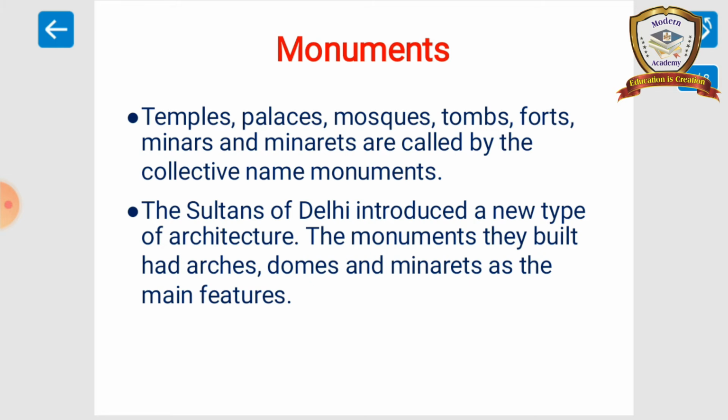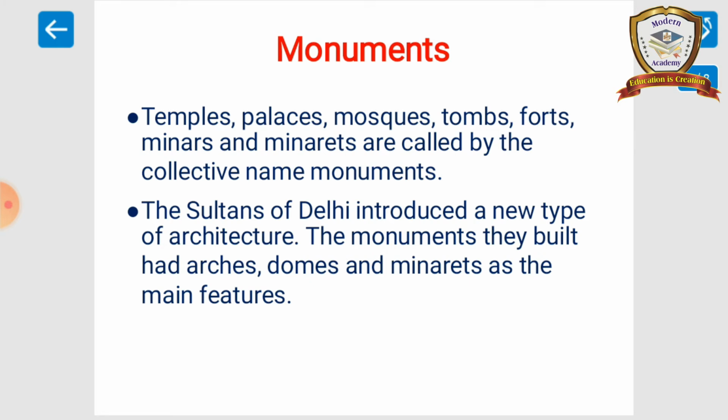The sultans of Delhi introduced a new type of architecture. The monuments they built had arches, domes and minarets as the main features. The inscriptions in these monuments contain rich information. We know inscription means it is a written work. In written work they give information about the history of the king.